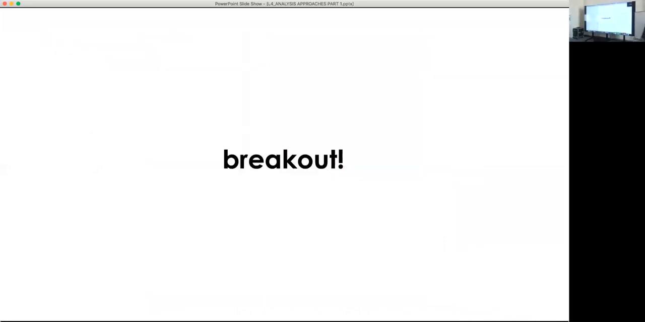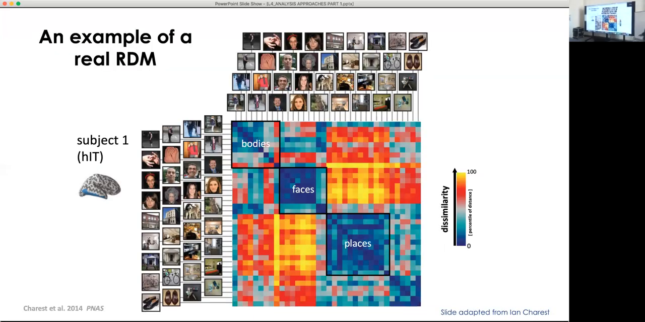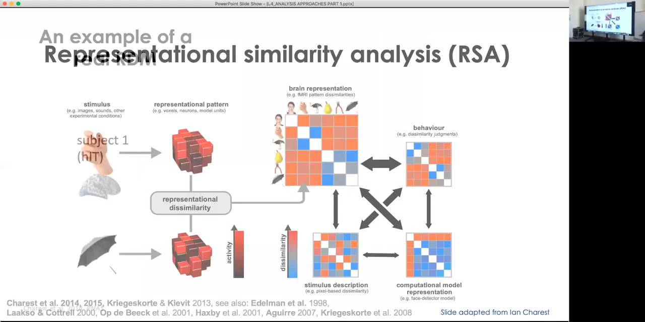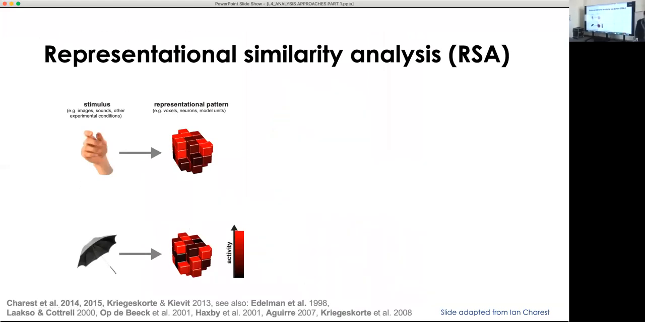Okay, breakout on the idea of RSA, so let's spend 5 minutes on that. Reconvene.